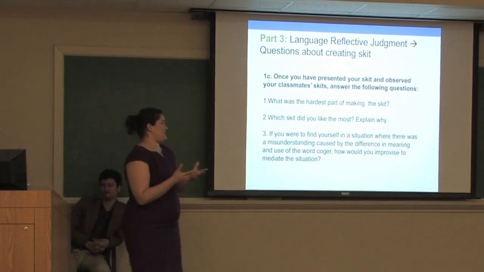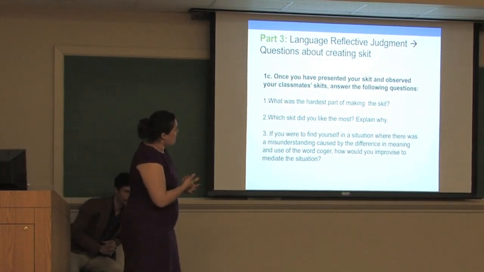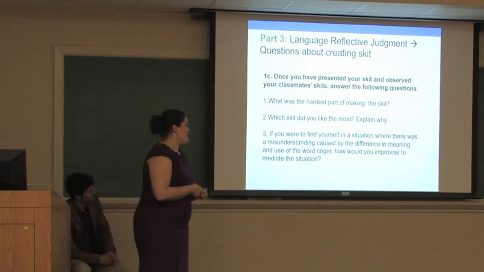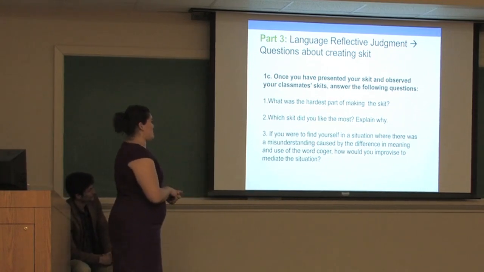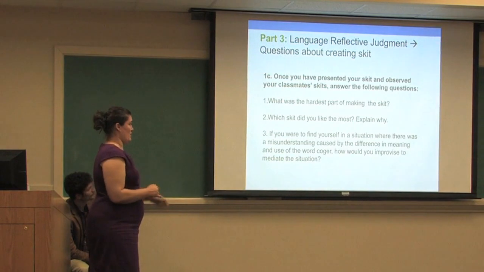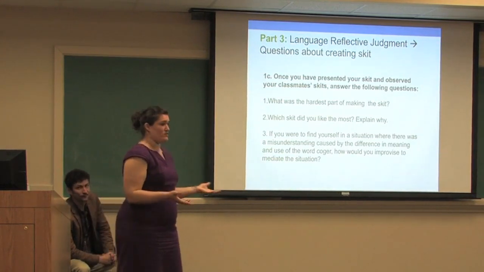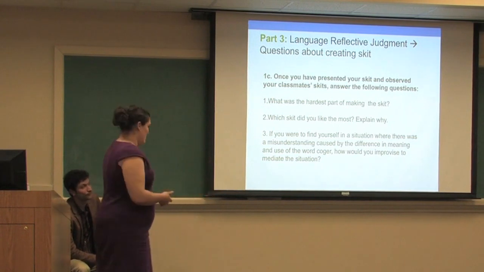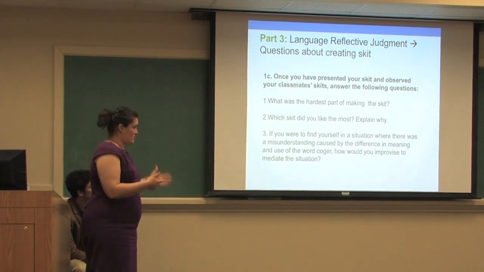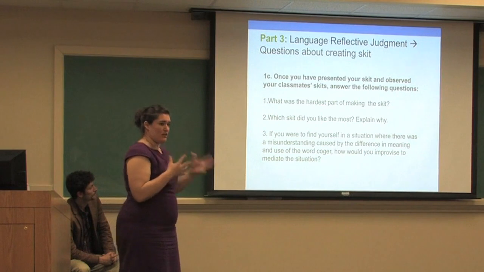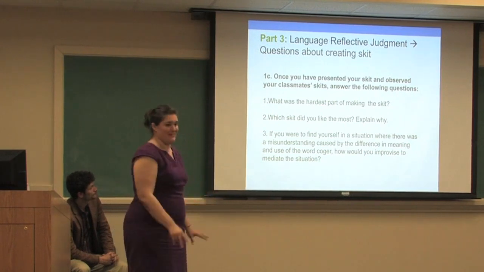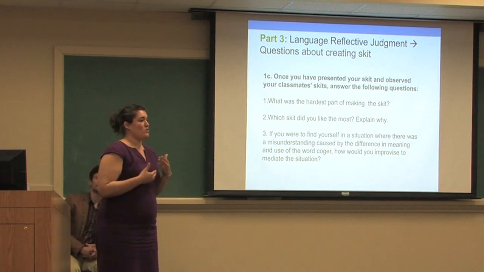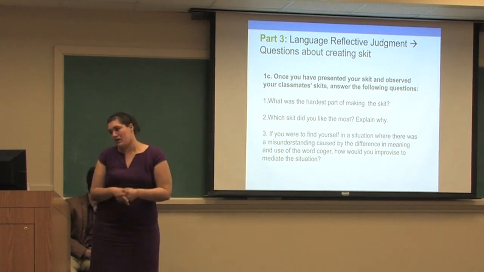once they presented the skit, they had to think about what was the hardest part of making this skit, and which skit they liked the most and why. If you were to find yourself in a situation where there was a misunderstanding, causing a difference in meaning, and use of the word coger, how would you improvise to mediate the situation? Because a lot of them don't know how to correct, as you saw through Jesse's and Josh's presentation. They get really nervous, and then they start looking at the floor, and they just don't know how to act. So part of this is to get them empowered into how to mediate these kinds of situations.